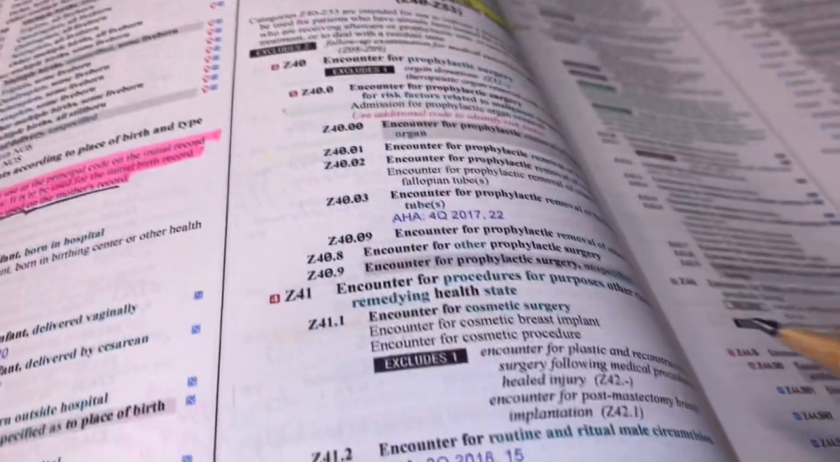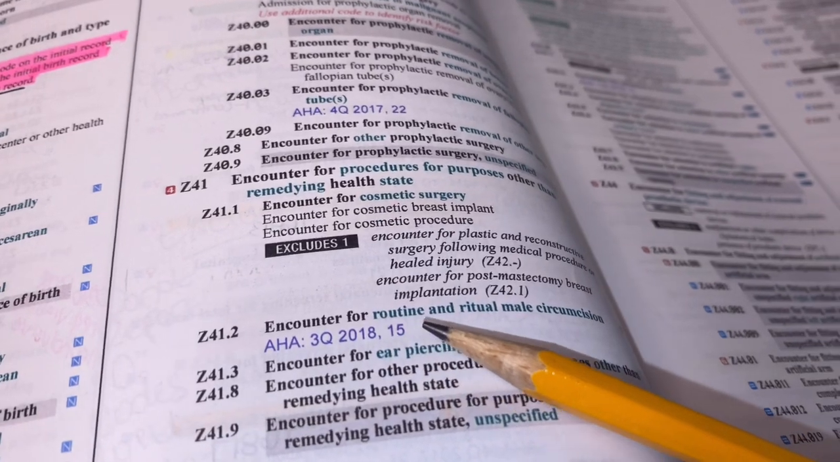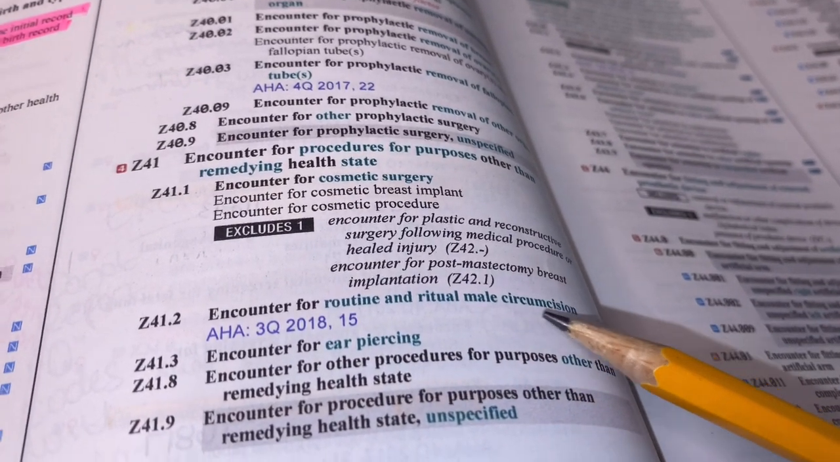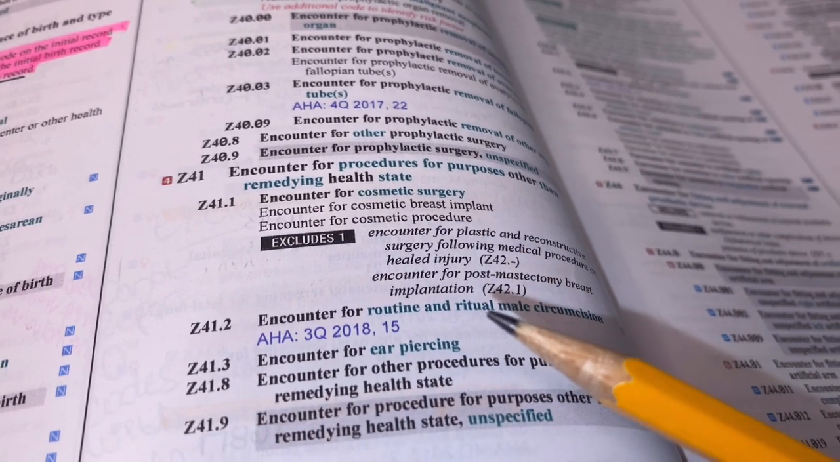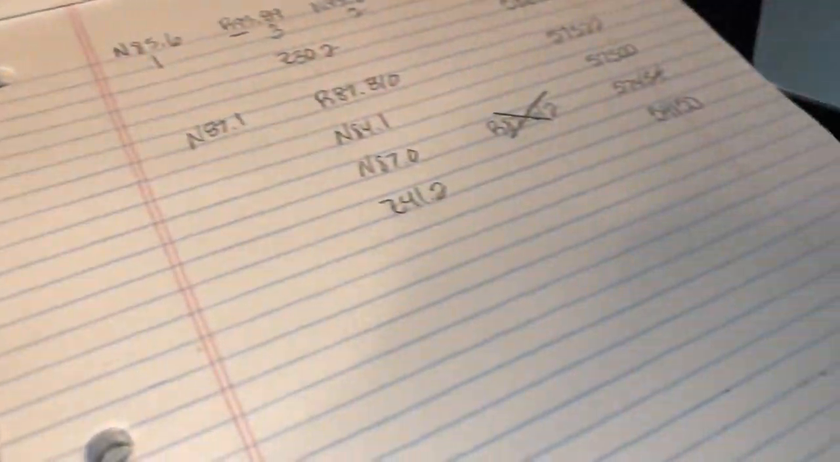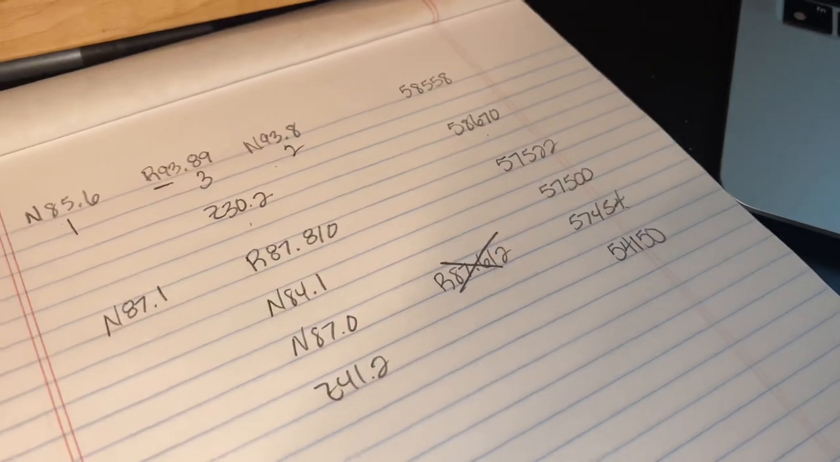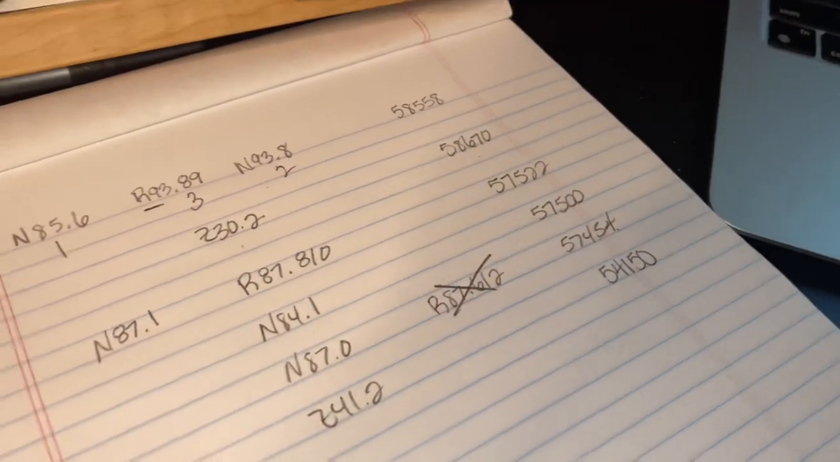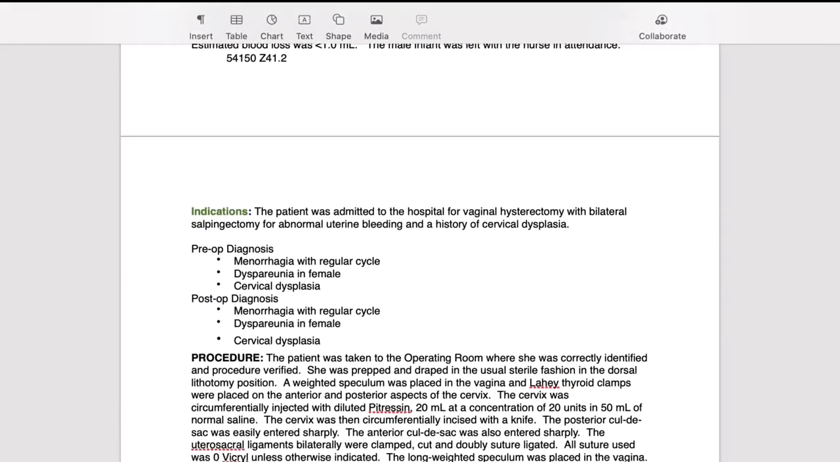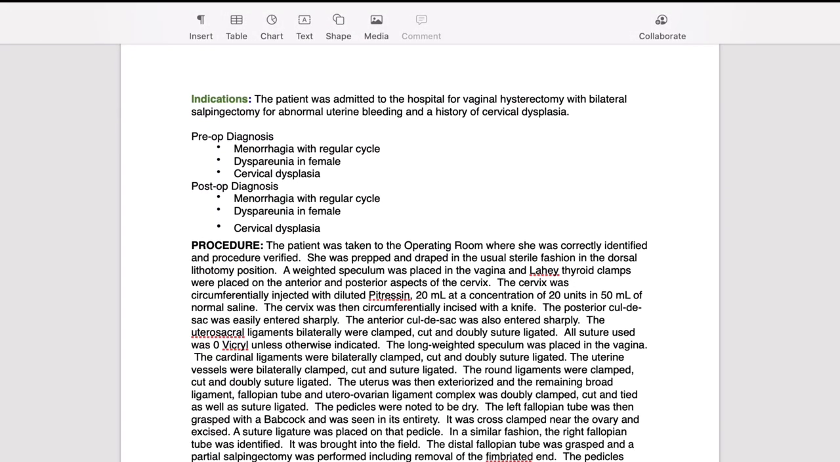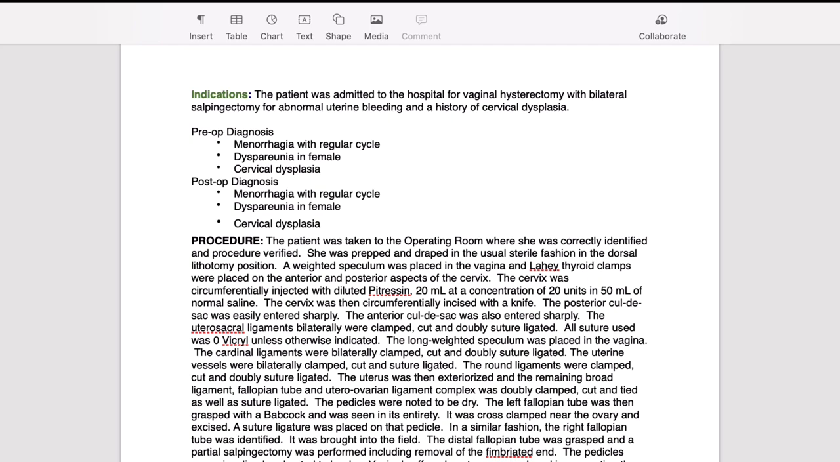So Z41.2, encounter for routine and ritual male circumcision. So that is our code. And then we don't have to worry about any other codes. So yeah, that was case number 3. So moving along, we have, I think, two more to go.